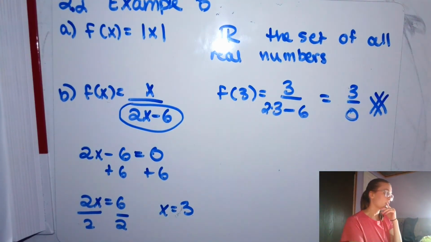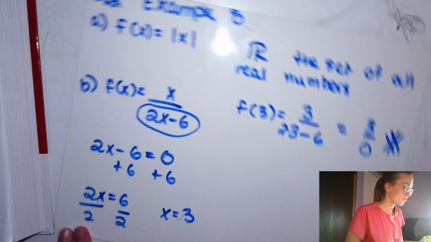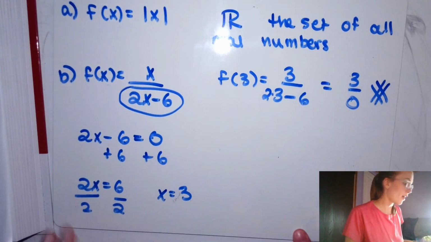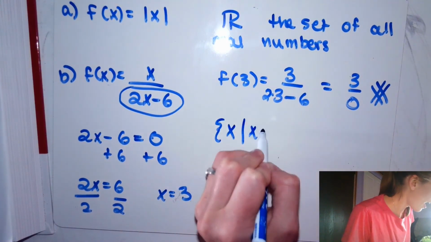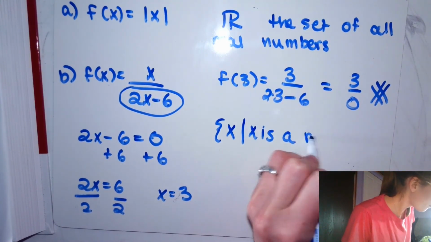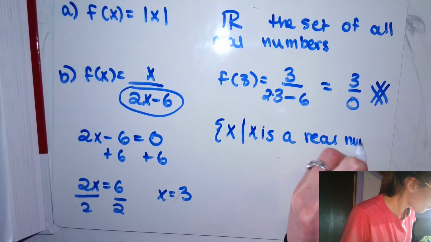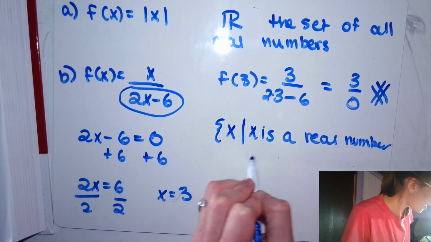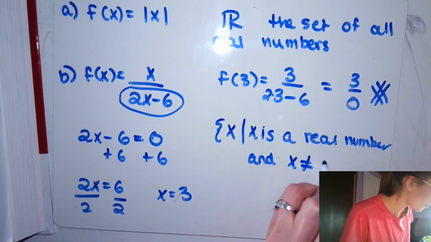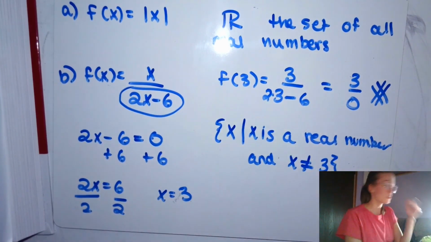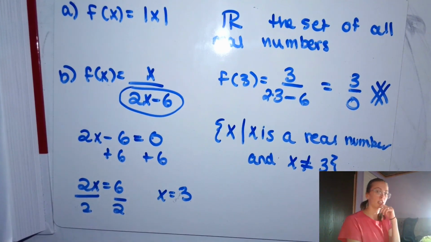So the domain of f is the set of x such that x is a real number and x does not equal 3. So that's your domain for this function.